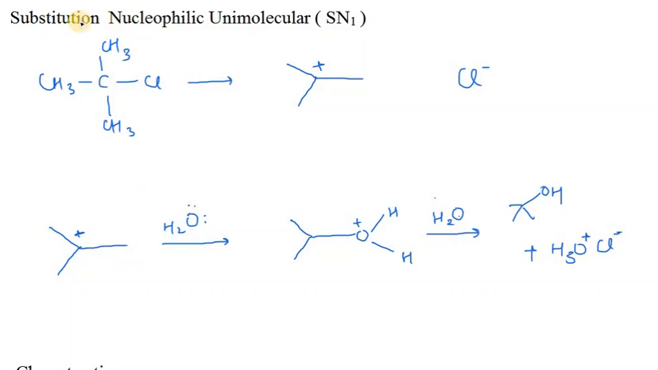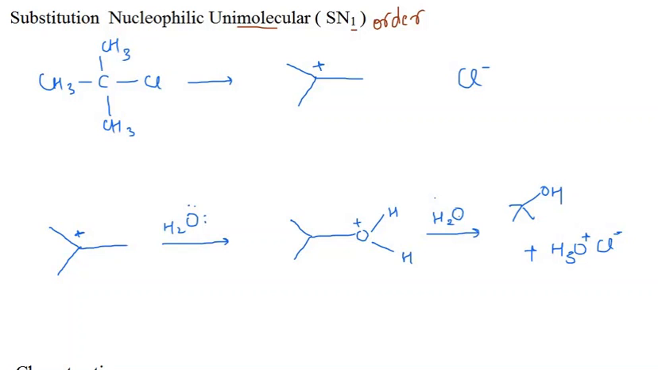So now let's talk about substitution nucleophilic unimolecular, which is known as the SN1 reaction, where S indicates substitution, N indicates nucleophilic, and 1 indicates the order of the reaction. It is a first order reaction. Now let's see. We have an alkyl halide.